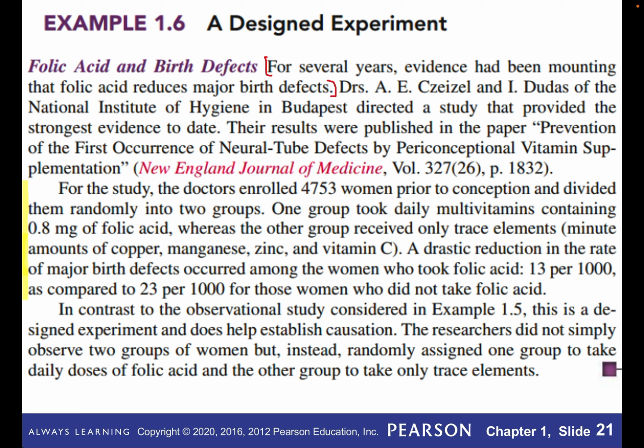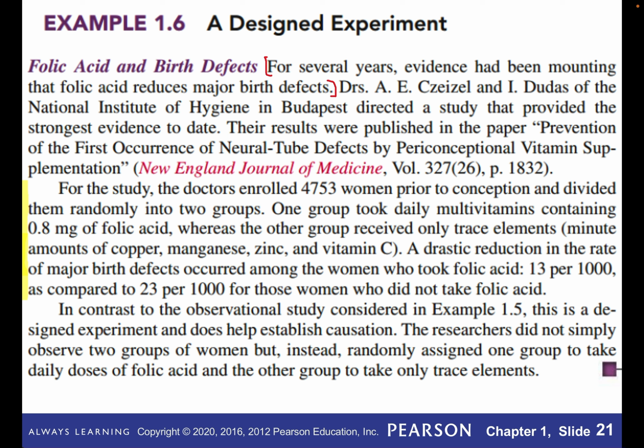It's much easier to learn these things in the context of an example, so let's consider this example from our textbook. We are told here that for several years, evidence had been accruing that indicated that folic acid, when taken by birth mothers, would decrease major birth defects. And so a study was conducted by two doctors of the National Institute of Hygiene in Budapest. For the study, the doctors enrolled 4,753 women prior to conception and divided them randomly into two groups.